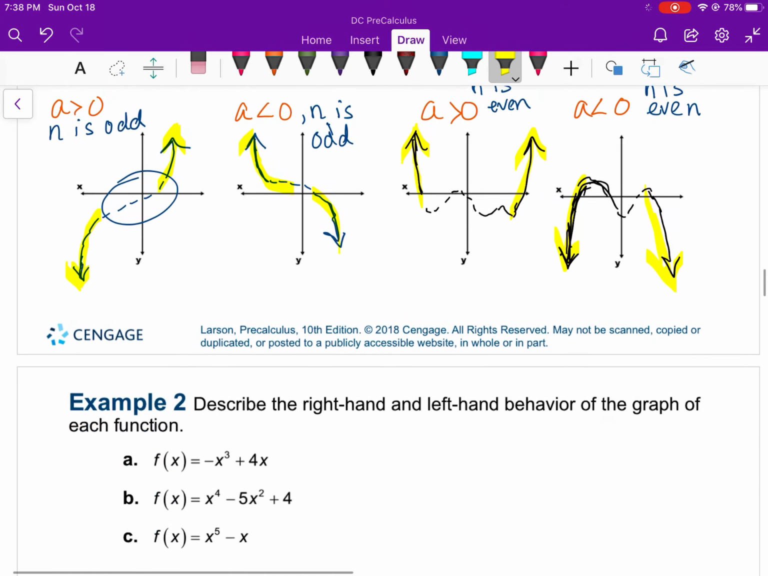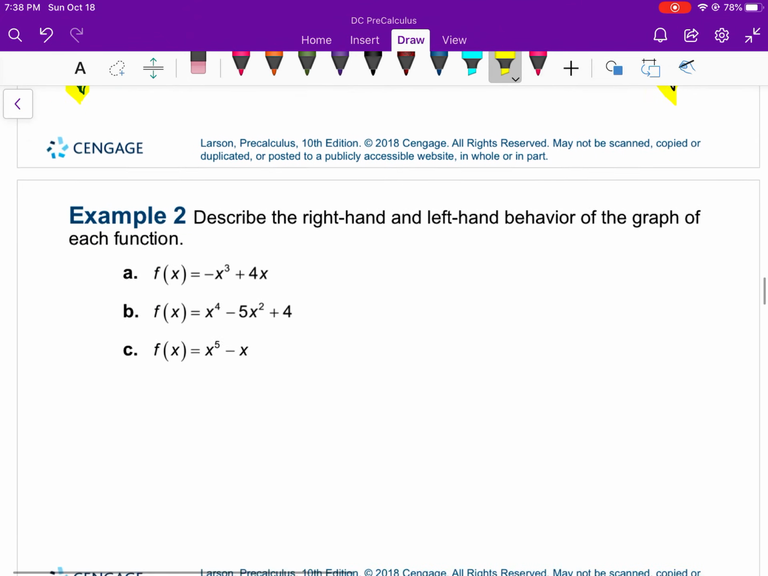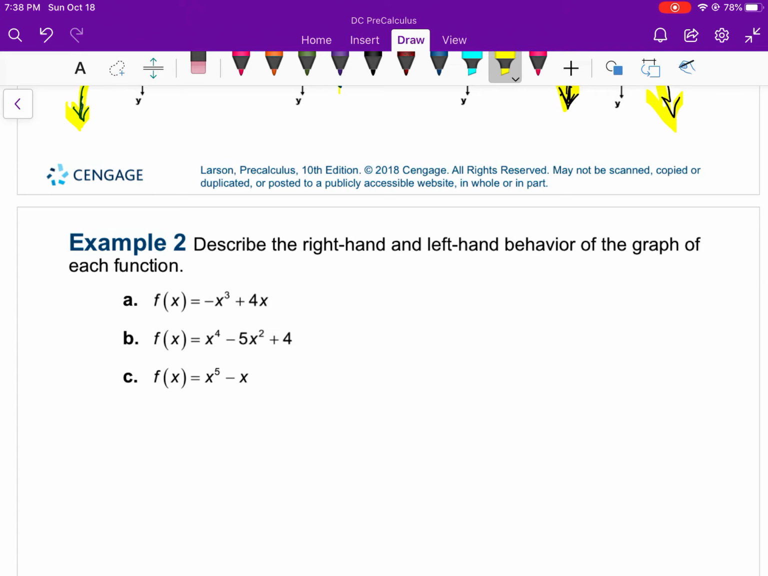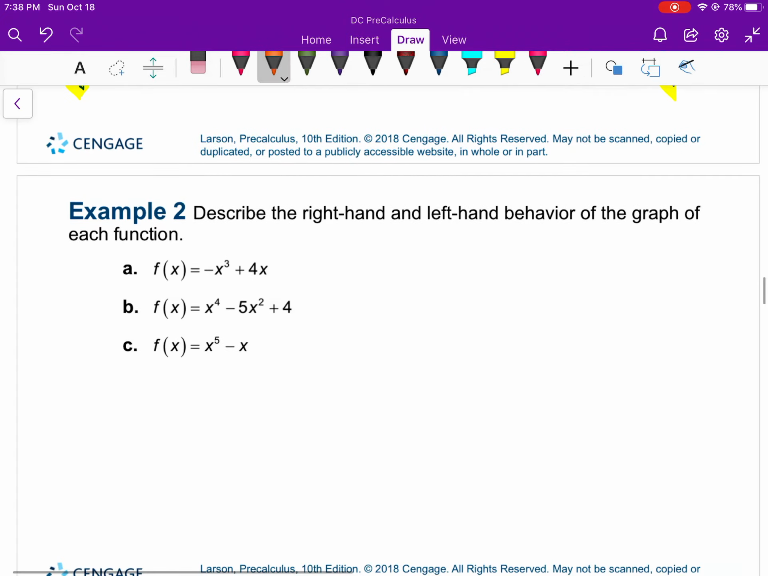Okay. All right. So for example 2, we're just going to describe the right hand and left hand behavior of the graph of each function. So I see a negative and I see x to the 3rd. So normal x to the 3rd is left arm down, right arm up. So that's going to switch to left arm up, right arm down. So I would say increases on left, decreases on right.